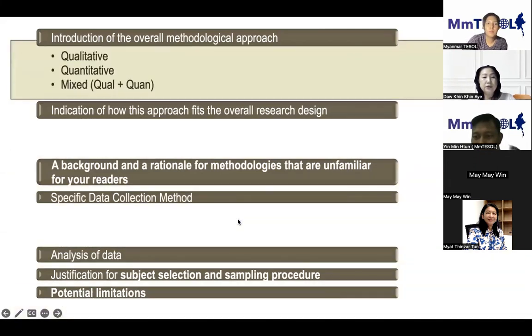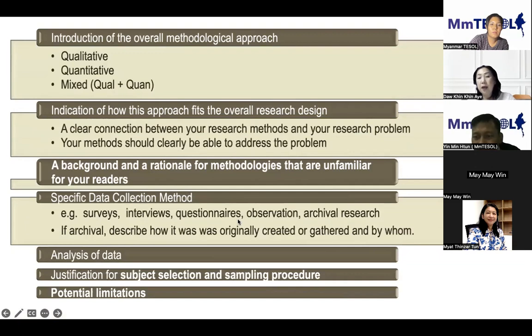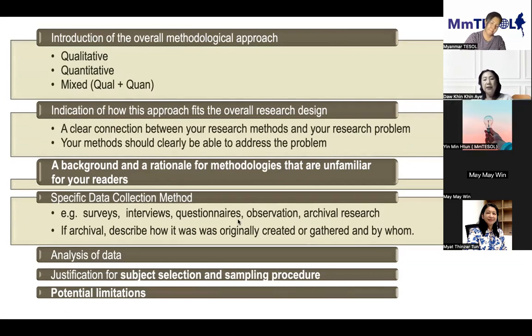Okay, now when you look at the introduction of the overall methodological approach, it can be qualitative or it can be quantitative. If you are using a mixed method, it means a combination of the qualitative and quantitative methods. Now, indication. Here in this case, what you need to say is, as I have already told you in the previous session as well, research is all about choices that you make. But what you need to do is justify your choice. That's why here you need to show that there is a clear connection between your research method and your research problem. And you need to show that your method should clearly be able to address the problem that you would like to handle.